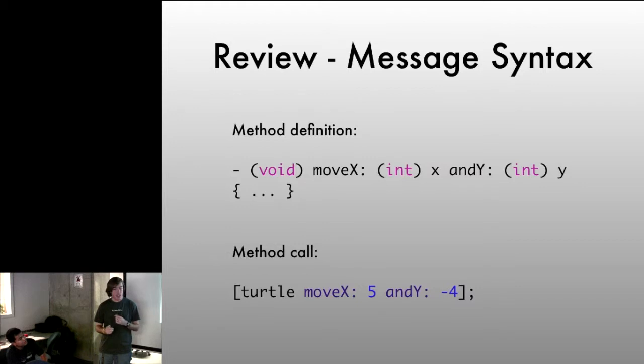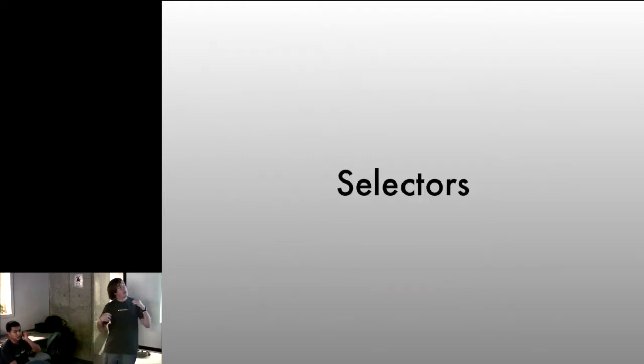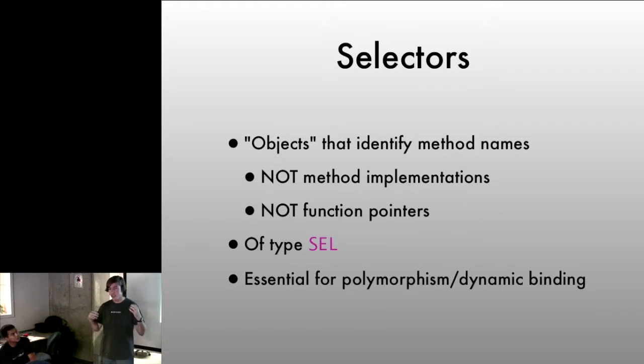Okay, cool. So let's talk about some new things today. The first concept I want to talk about is the idea of a selector, and this is Objective-C's representation of the name of a method in some sense. They're objects, although I'm going to use that word in quotes because it's not an Objective-C object, it's just a thing that identifies the name of a method. It's not, for example, a method implementation, it's not a function pointer like in C. It is basically a string, although the compiler will actually compile it down to some integer value for efficiency reasons.